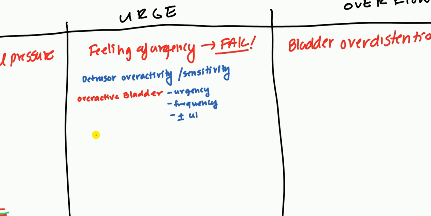And another cause for urgent continence can also be decreased bladder compliance. What this pretty much means is the bladder can't hold enough urine. So maybe as soon as it fills up a little bit, it'll contract, or maybe the bladder is just too small, or something is blocking it from filling up completely.